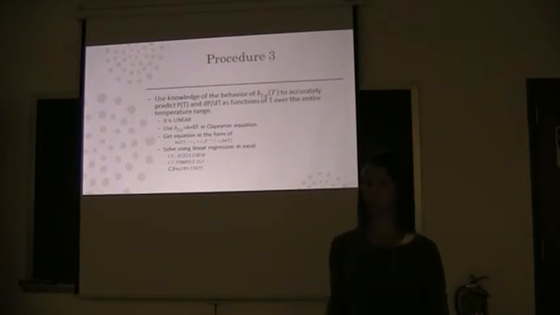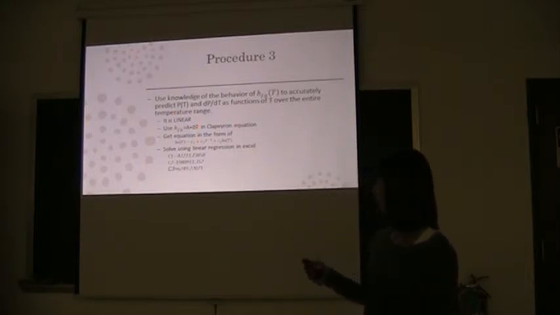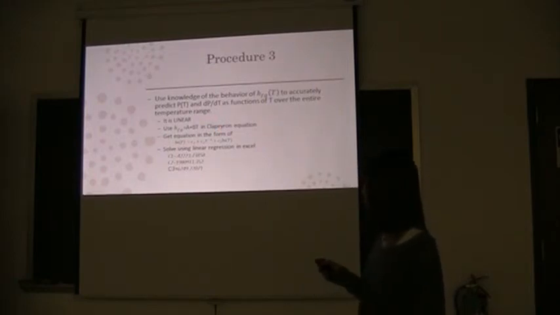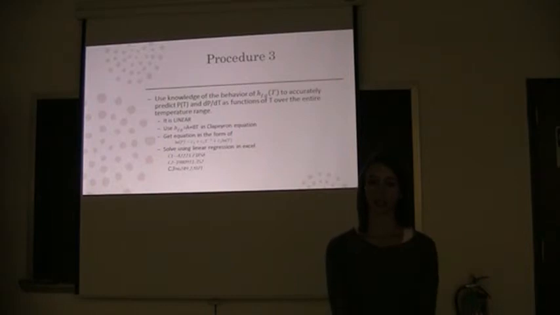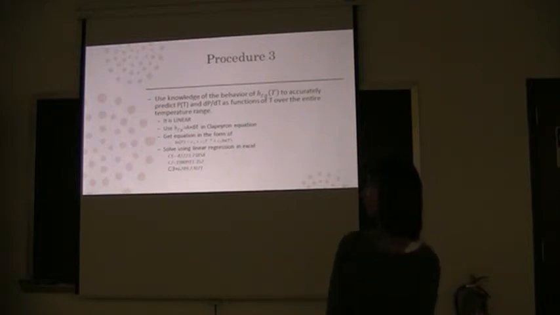Procedure 3 is supposed to be the best way to calculate enthalpies using the Clapeyron equation. We used a linear equation, and we plug that in to get an equation of this form by taking the integrals of the Clapeyron equation. Then we had to solve for 3 constants, C1, C2, and C3. I used the linear regression in Excel and came up with my C values.